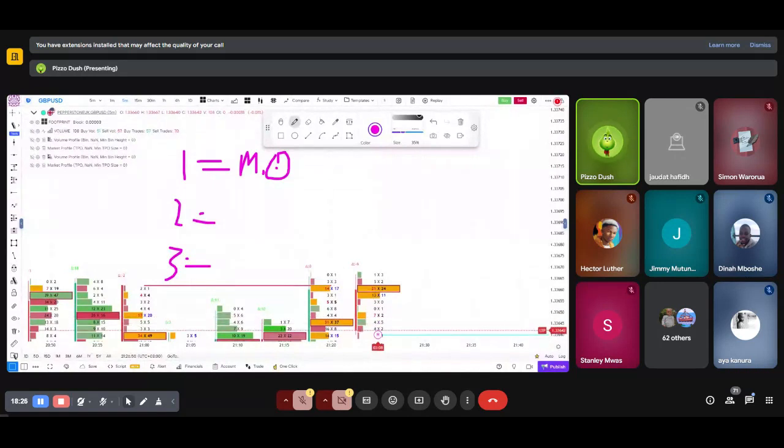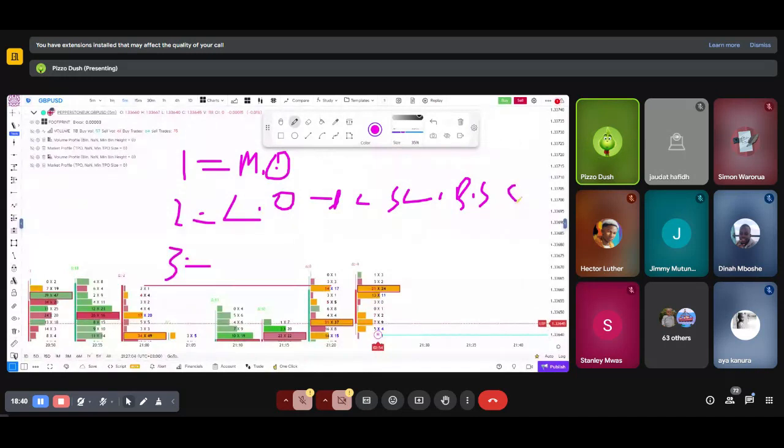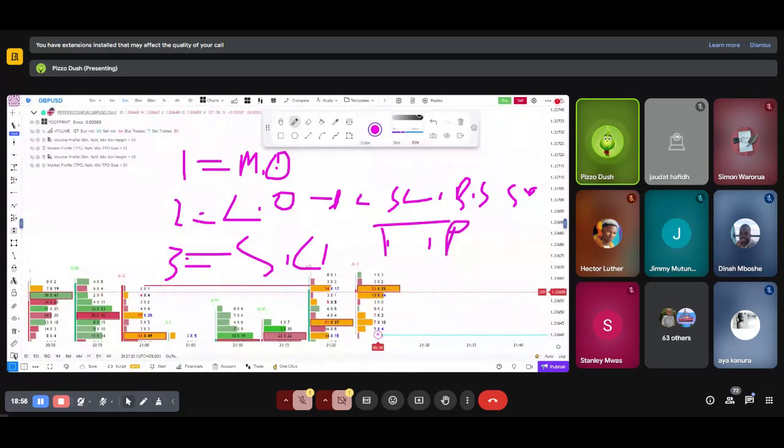So number 2, kuna limit orders. Limit orders ni gani? Akina buy limit, akina sell limit, akina buy stop, akina sell stop. Hizo zote ni limit orders. Number 3, kuna nini? Stop orders. Stop orders ni kama gani? Stop orders, it's either stop loss or take profit. So stop orders obviously tunazitumianga to stop the market. It's either cutting losses ama taking profits.